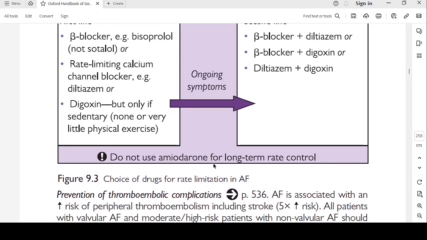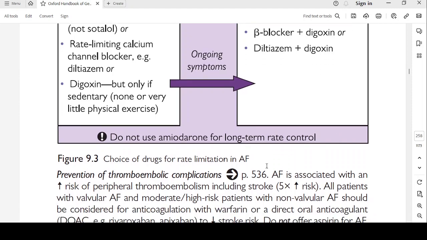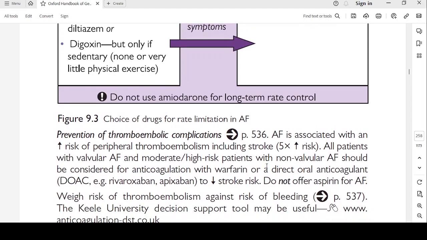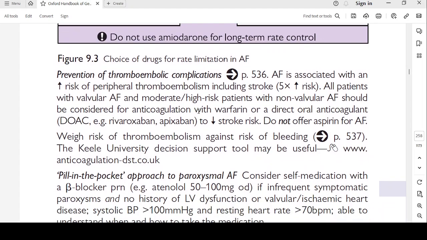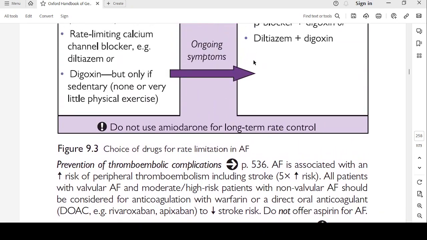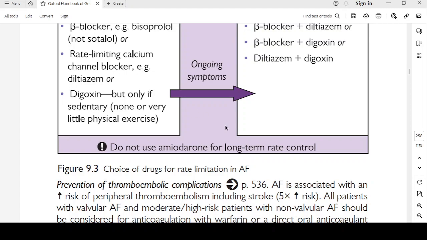Do not use amiodarone for long-term rate control. Amiodarone is a rhythm control drug. Do not use it for long-term rate control. Choice of drugs for rate limitation in atrial fibrillation. These are the choice of drugs for rate limitation.